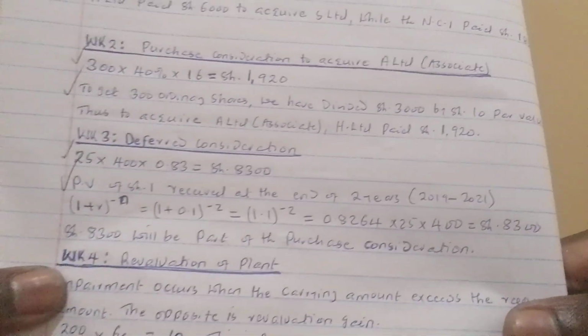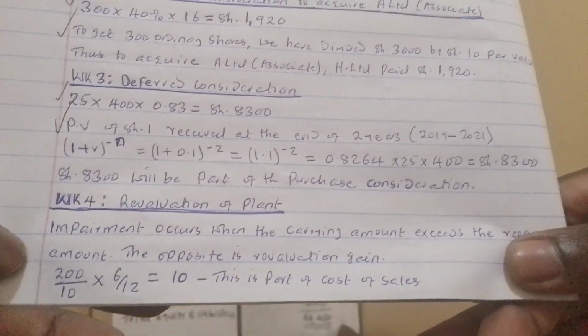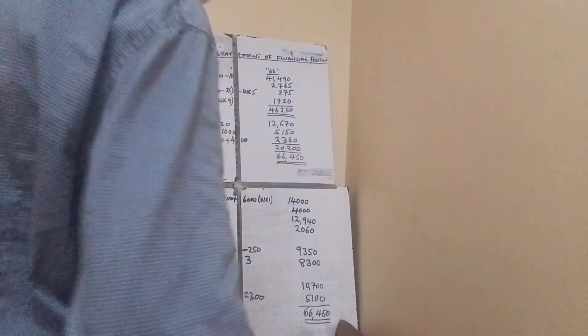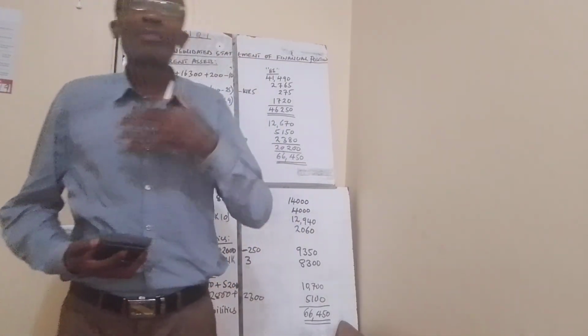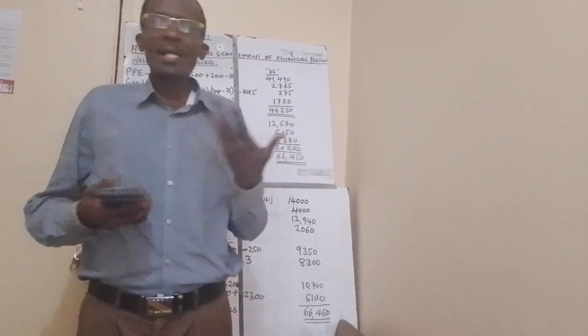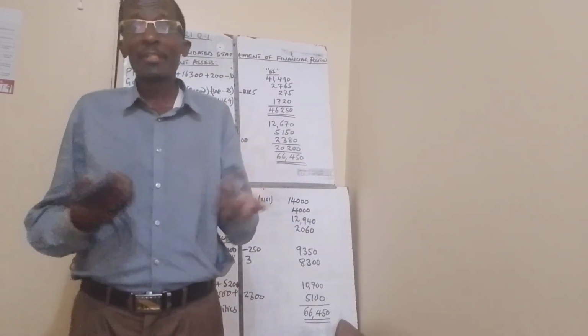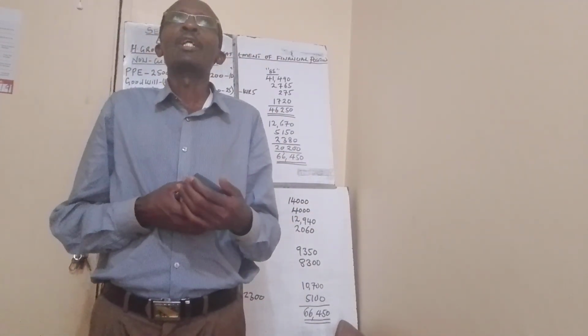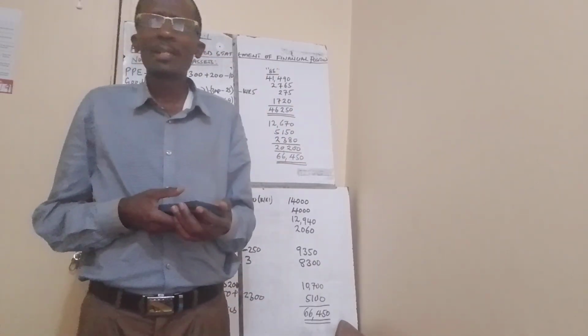So you can see working number 3. Now working number 4 is about revaluation of plant. Now let me clarify something there. A very important point, because in all these questions you find a situation where you are told that a plant or part of PPE has been revalued, or maybe there is a brand, or an intangible asset which is being revalued.